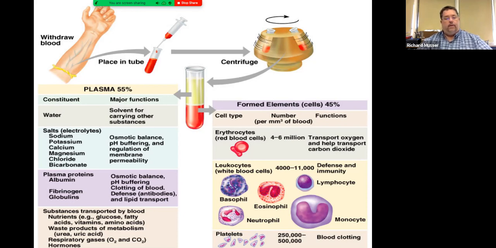And then we have a lot of platelets running around. Platelets are fragments of blood cells. We have around 250,000 to 500,000 platelets per cubic millimeter of blood. Again, very important, along with fibrinogen, to make blood clots.